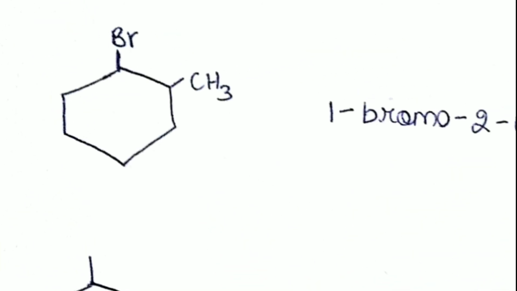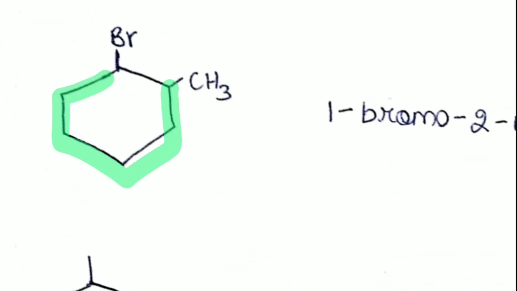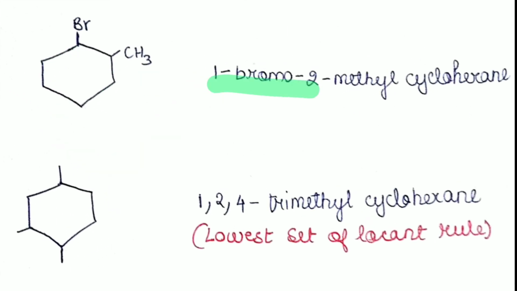Now, what about this compound? We have a cyclohexane here and we have a bromo group and a methyl group attached to it. So, since B comes before M in the alphabetical order, we'll give the bromo part the number 1 locant and the methyl group will be given the number 2 locant. So, we'll get 1-bromo, 2-methyl, cyclohexane. That's the name of this compound, guys. 1-bromo, 2-methyl, cyclohexane.